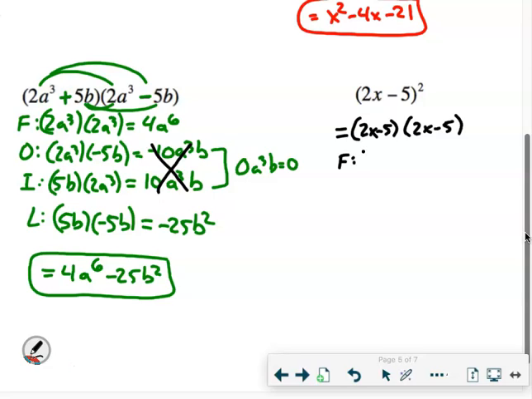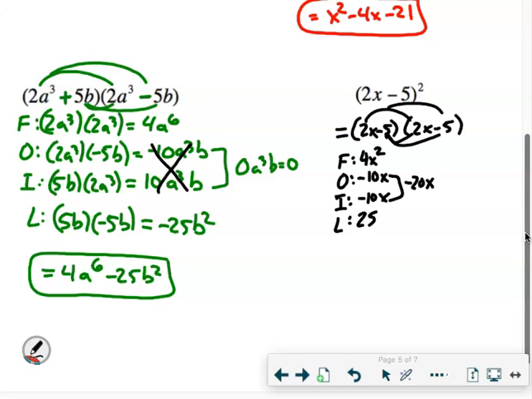So we have 2x times 2x, which is 4x squared for the first terms. The outsides, we have 2x times negative 5, negative 10x. Insides, we have exactly the same thing, negative 10x. L times L, we have negative 5 times negative 5, which is 25. These are like terms. They add to negative 20x, so our answer is 4x squared minus 20x plus 25.